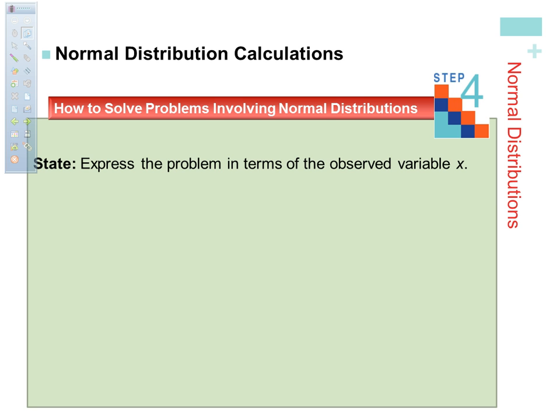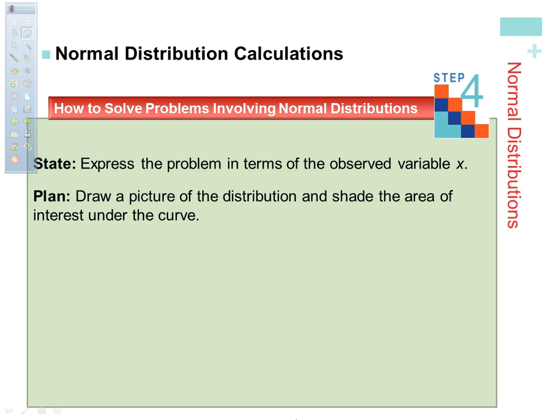So your state process: we're going to express the problem in terms of the observed variable x. We want to make sure that when we state what it is we're looking for, we do it in context. Next, we want to plan, and part of our plan here is to draw a picture of the distribution and shade the area of interest under the curve. We're going to keep drawing curves and shading the area that we want. Obviously, your do phase is just the calculations.